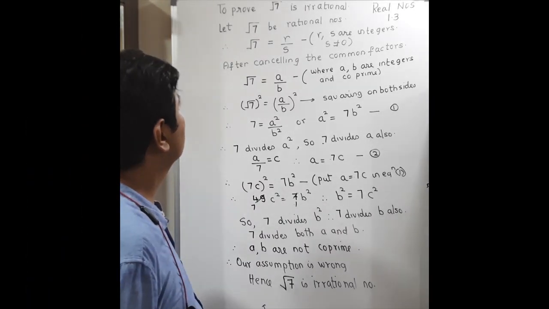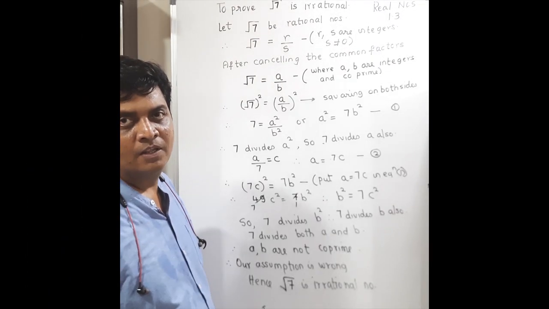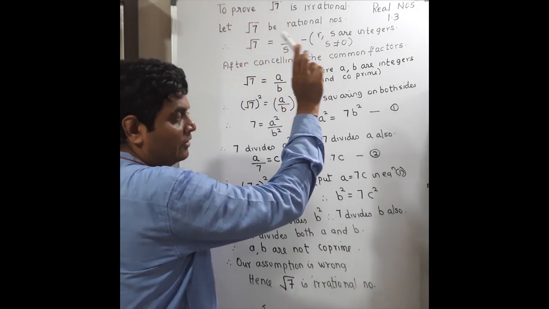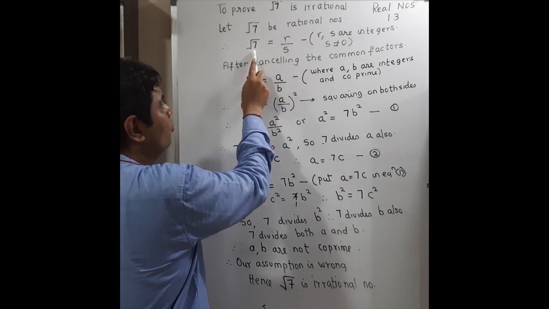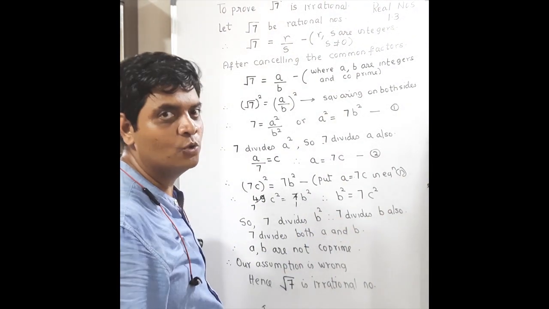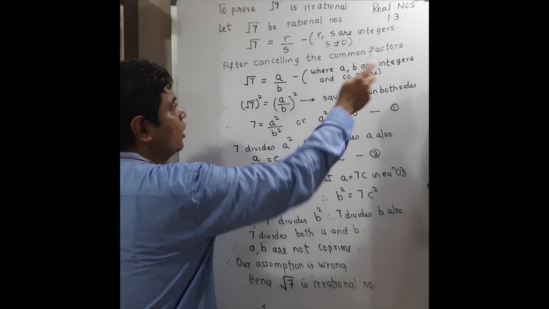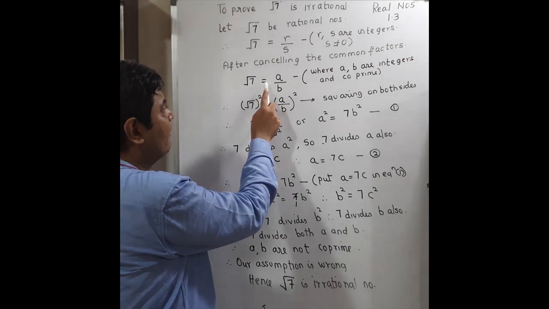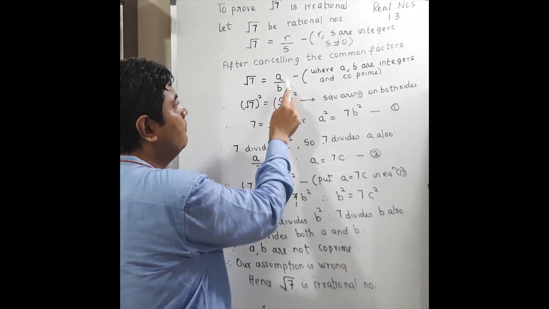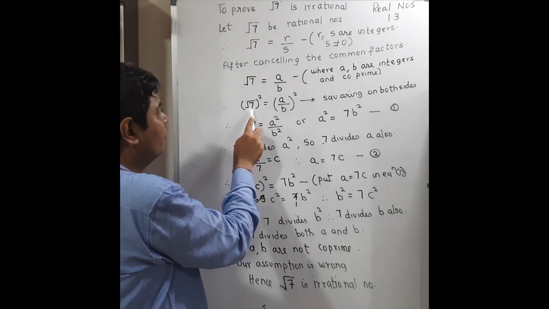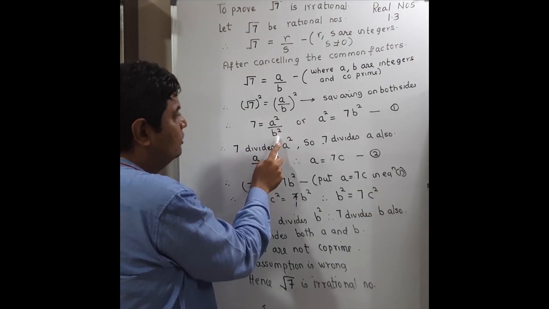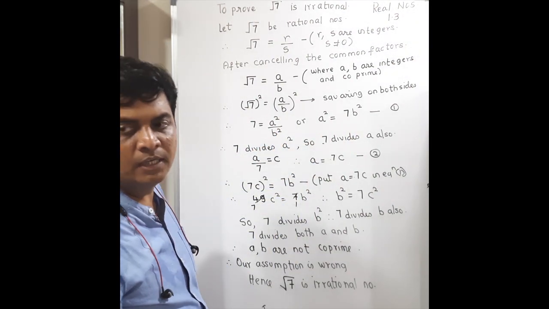Let us now prove square root of 7 is an irrational number. The method remains same. Let square root of 7 be a rational number. If it is a rational number, then square root of 7 is of the form r upon s, where r and s are integers and s is not equal to 0. After cancelling the common factors, we get square root of 7 is equal to a upon b. Because we have cancelled the common factors, now a and b are co-prime numbers. So square root of 7 the whole square is equal to a upon b the whole square. 7 is equal to a square upon b square, or a square is equal to 7b square.